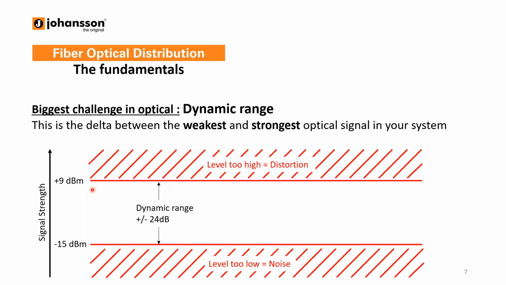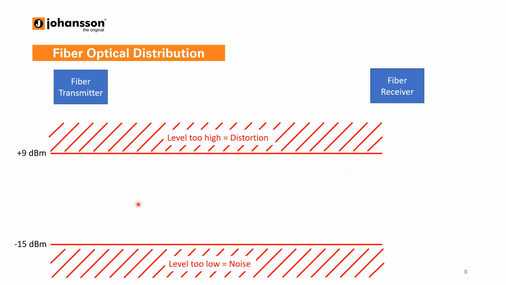So what does it mean? Your optical signal should always be within these two limits. If you pass the highest level, then you get distortion. Or if the signal is too weak, too low, then you will end up in the noise, and it will also affect your signal quality. So it is of mandatory importance that your optical signal stays within these two boundaries. So I will show you what the effect can be.